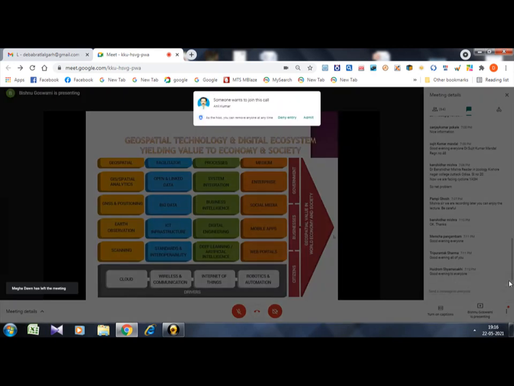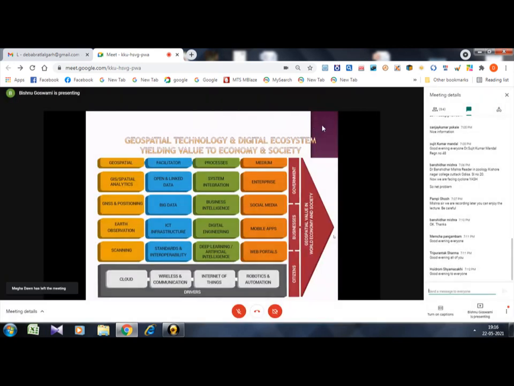And the drivers of this type of data include the use of the cloud as we know it in the information system cloud, the online clouds. We have wireless and communication, Internet of Things, and robotics and automation also come under this geospatial technology and yielding value to environment and society.